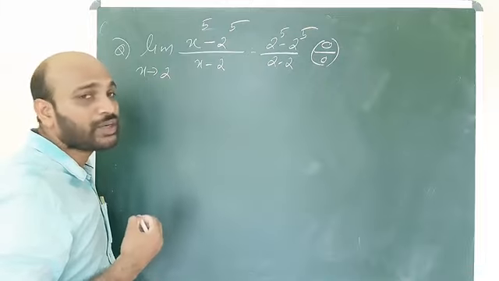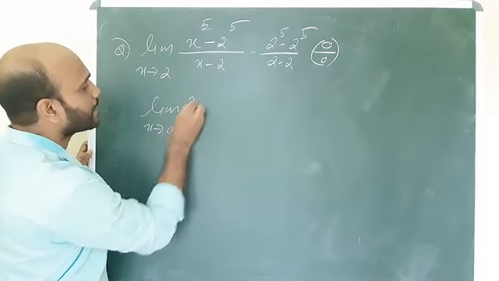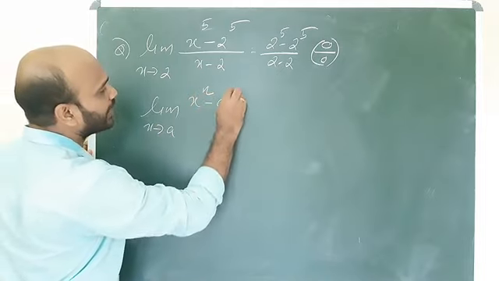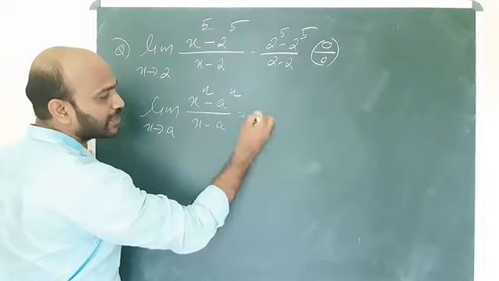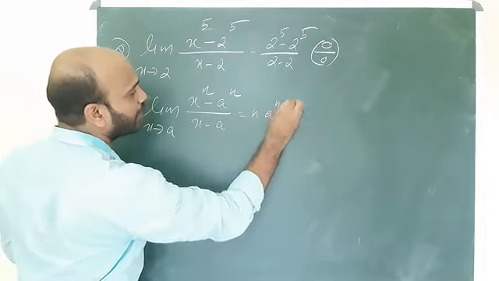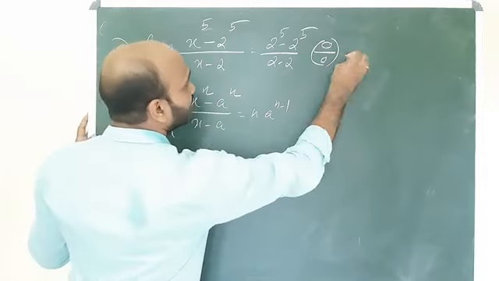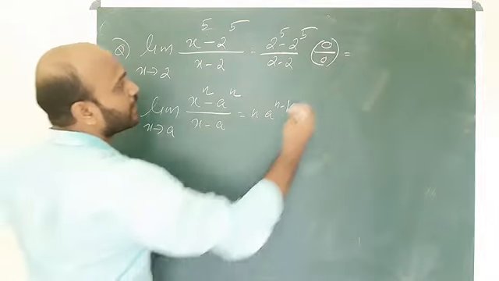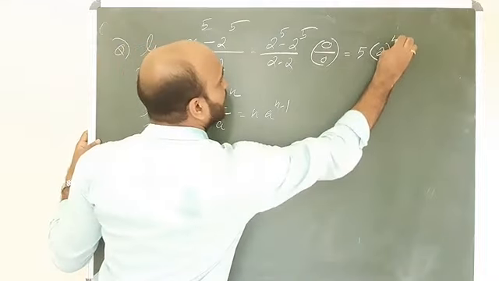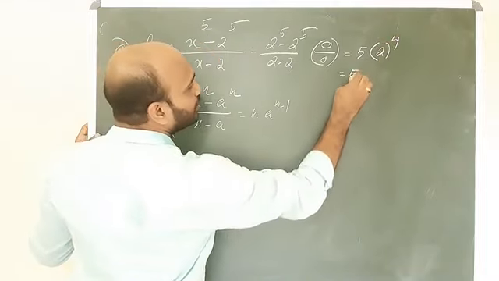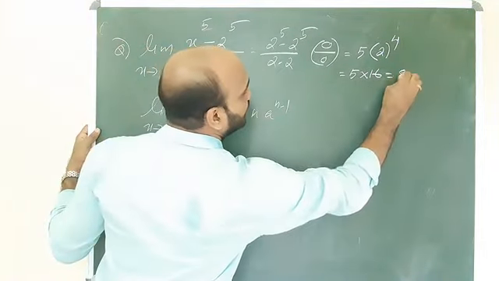So we are going to derive one formula. Limit x tends to a of (x raised to n minus a raised to n) by (x minus a), same form, is equal to n into a raised to n minus 1. This formula we will derive. So if you are using this formula, our answer will be n, that is 5, into a, that is 2, raised to n minus 1, 4. So we get 5 into 16. 5 into 16 is equal to 80. Right?